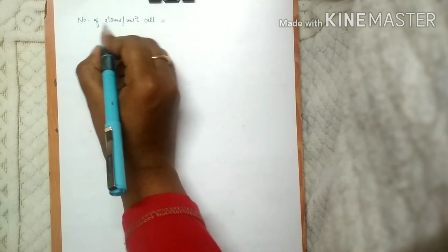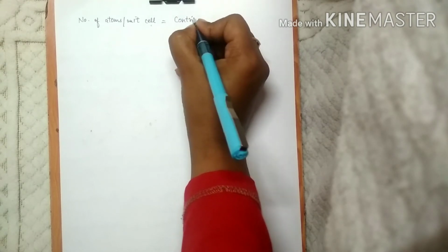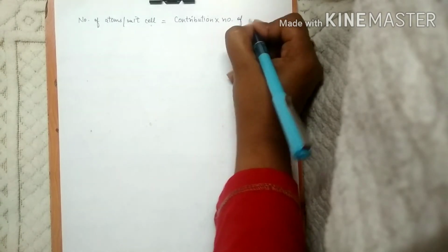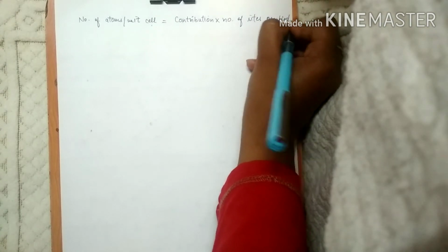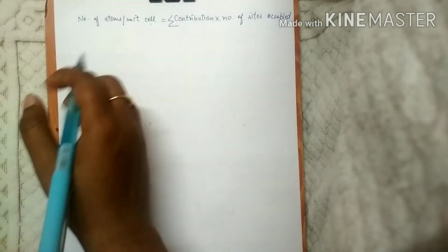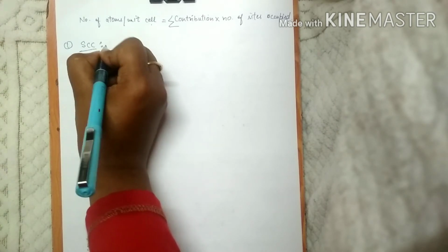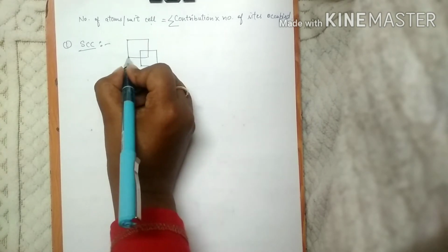In order to find the number of atoms present per unit cell, you have to use this formula: the number of atoms present per unit cell is equal to the sum of the contribution multiplied by the number of sites occupied, sigma. Okay, how to use that, we'll see one by one. First case is your simple cubic lattice. In simple cubic lattice, atoms are present at all the 8 corners.